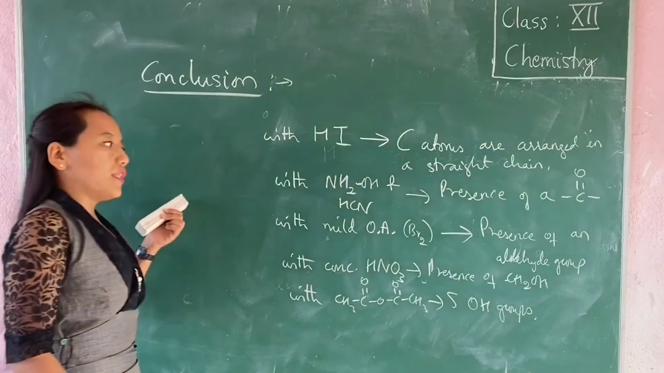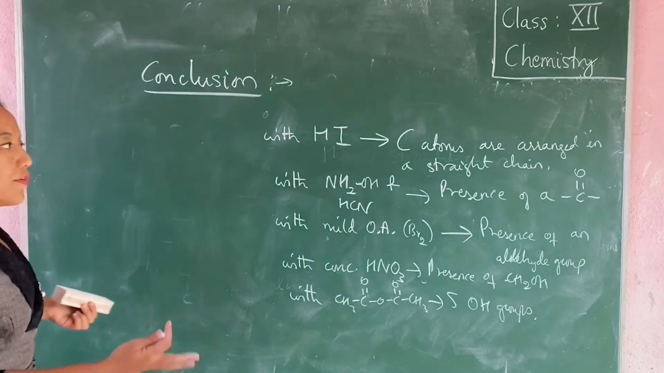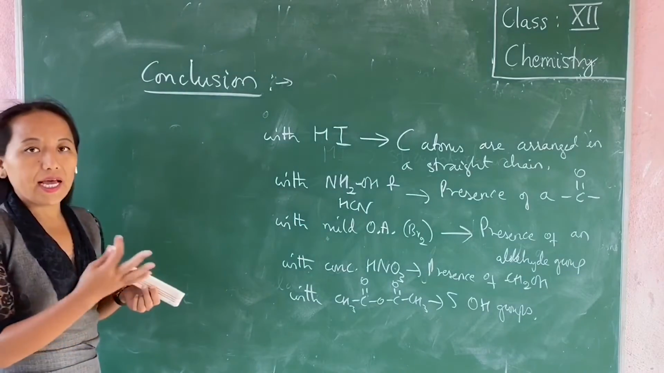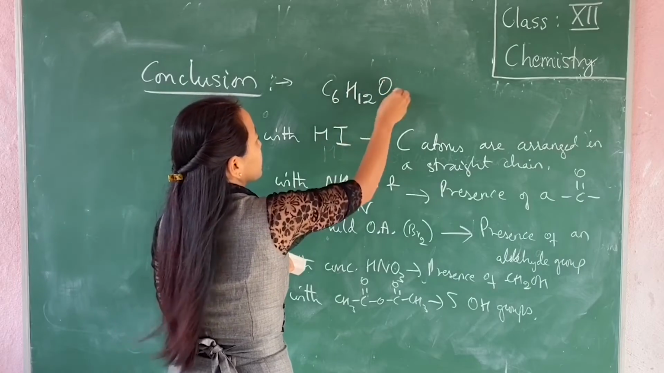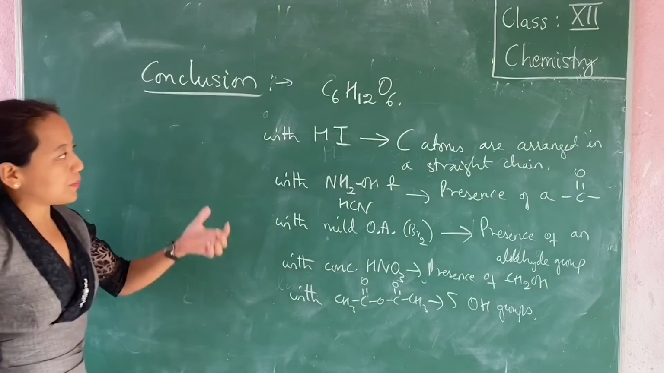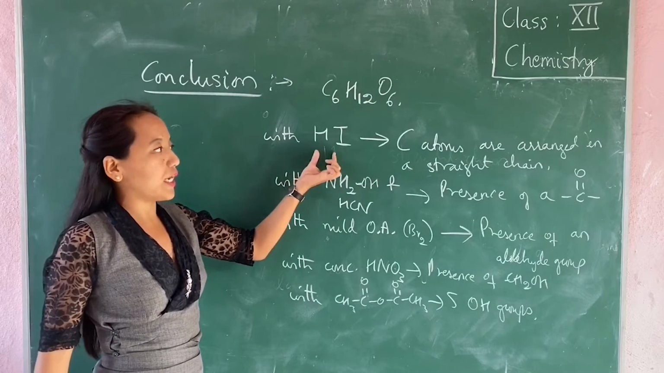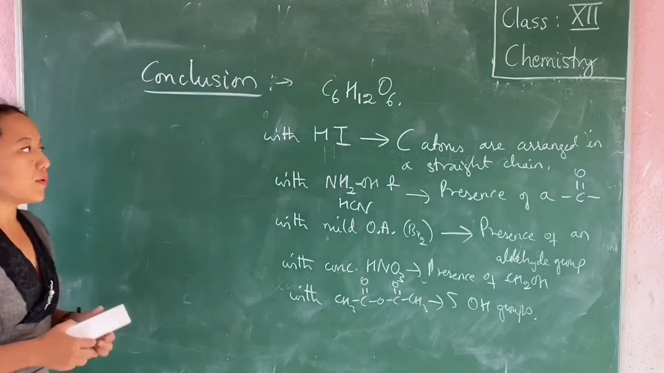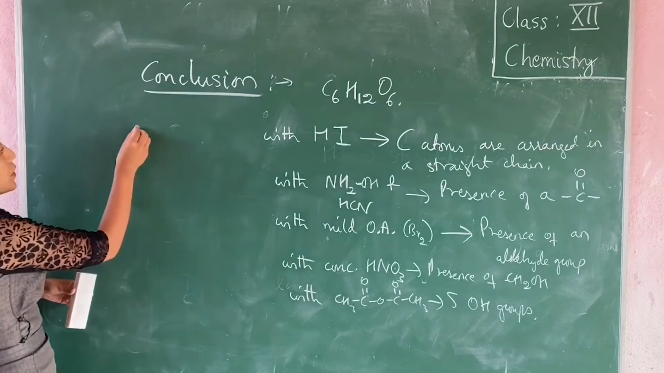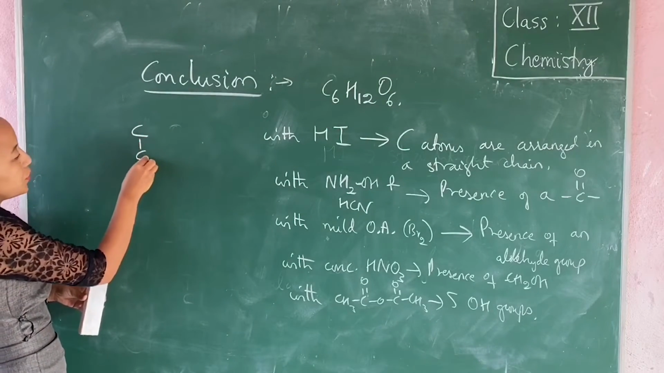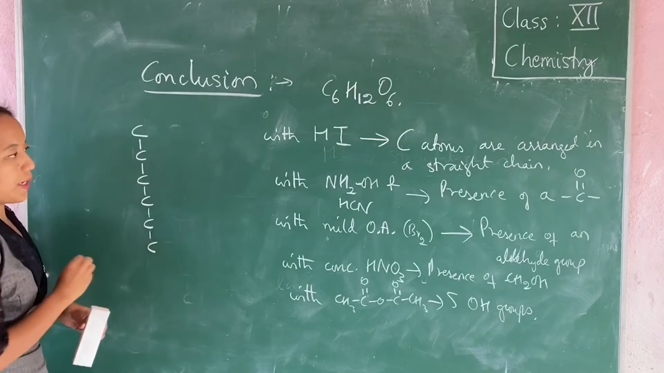Now let us draw the structure of glucose by referring to this. First, glucose has the molecular formula of C6H12O6. Now the first experiment, prolonged heating with hydrogen iodide, confirmed that glucose contains all the carbon atoms in a straight chain. So 1, 2, 3, 4, 5, 6 carbon atoms.